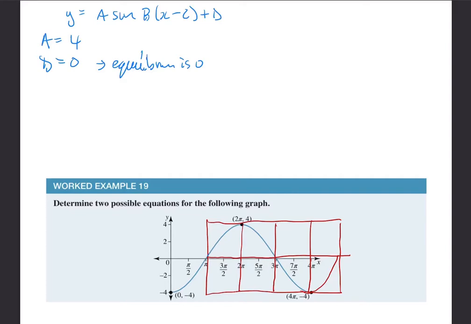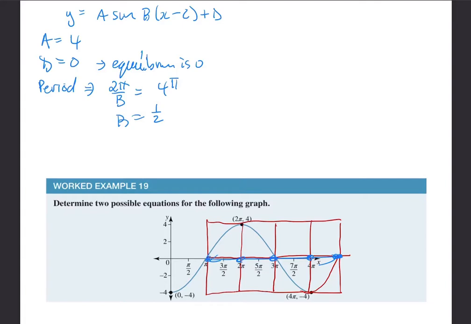I then have to talk about my period. We can see the period's the same. Remember, it's from where it starts to where it finishes. And if this is pi, 2 pi, 3 pi, 4 pi, then this should be 5 pi. The period is still the same. So I'm going to say period is 2 pi over B, and that equals 4 pi. And then B equals a half. So B is still a half.